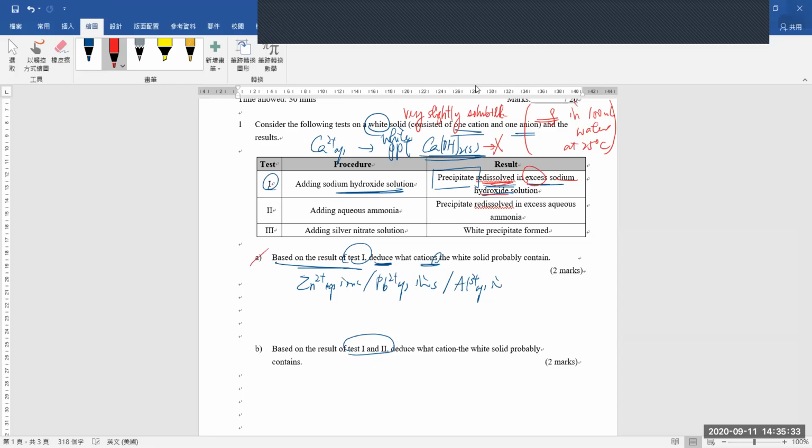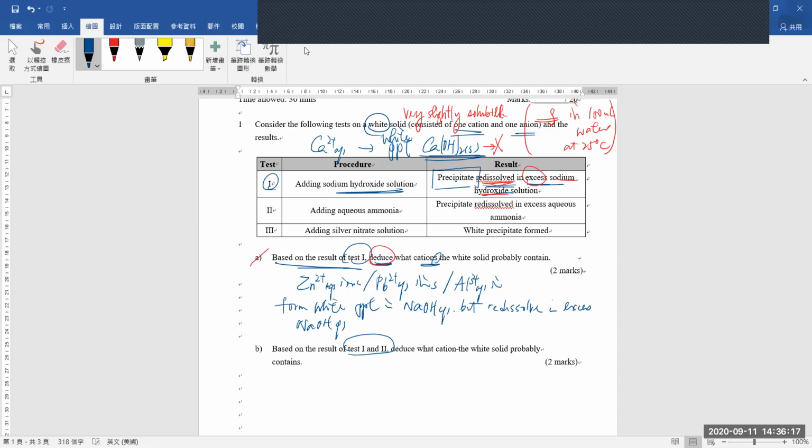Okay, so for this question, first of all, I just want to introduce deduce, and later on, you need to give me the equation as well. Why do we need to choose those three examples? Because those three types of ions will form white PPT in sodium hydroxide solution, but redissolve in excess sodium hydroxide solution.